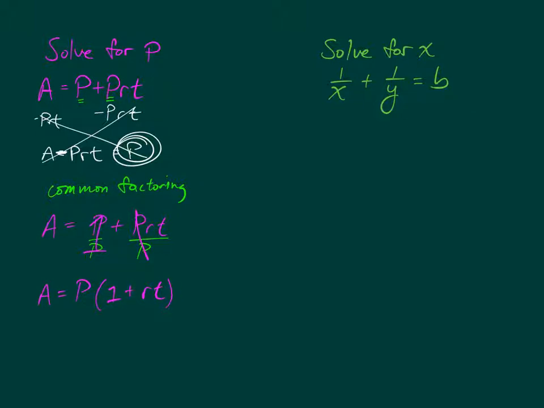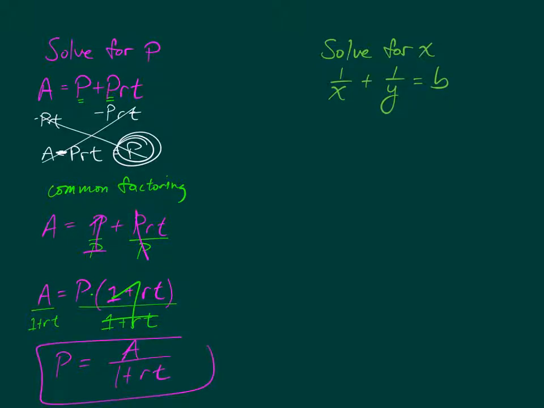So if you're trying to isolate that P, we can just divide by that whole thing right there, 1 plus RT. And this reduces to 1, that whole thing. And so we get P equals A over 1 plus RT. And there's the answer.